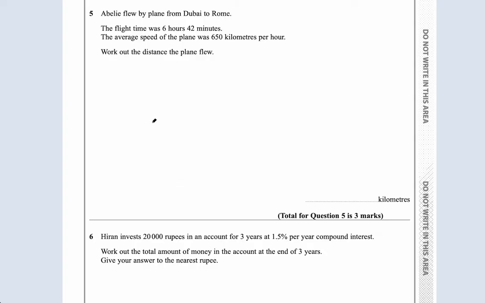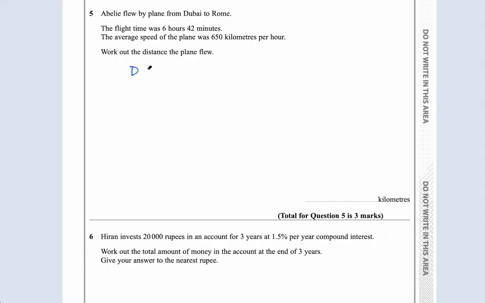Question 5. Abeli flew by plane from Dubai to Rome. The flight time was 6 hours and 42 minutes. The average speed of the plane was 650 kilometers per hour. Work out the distance flown by the plane.